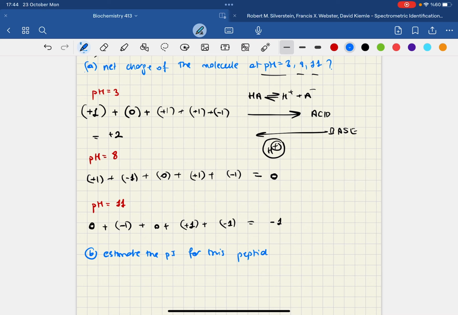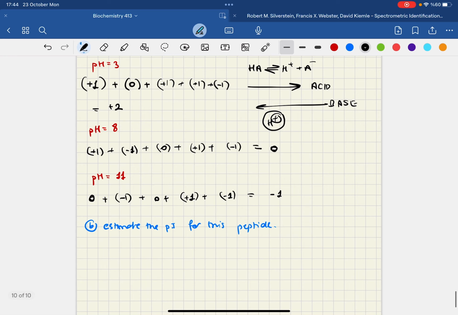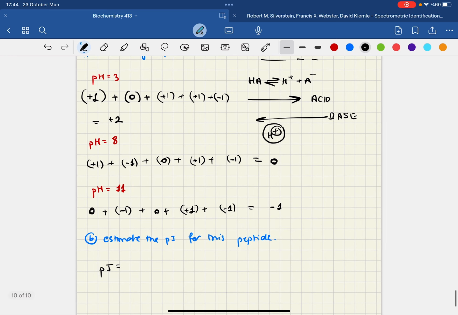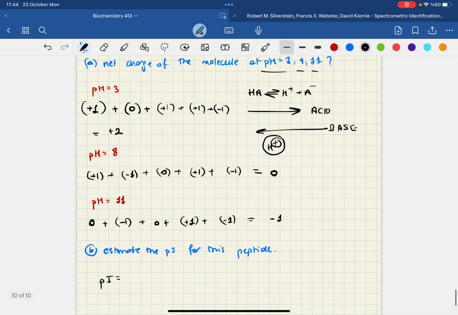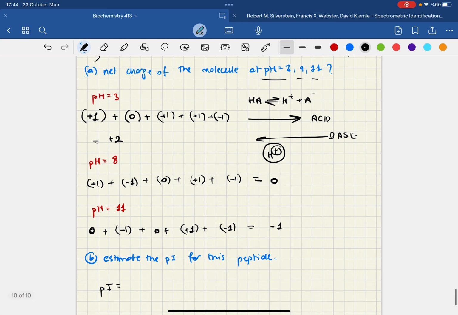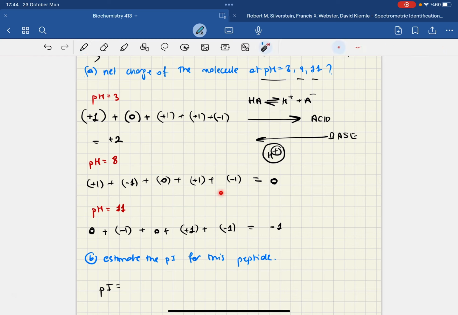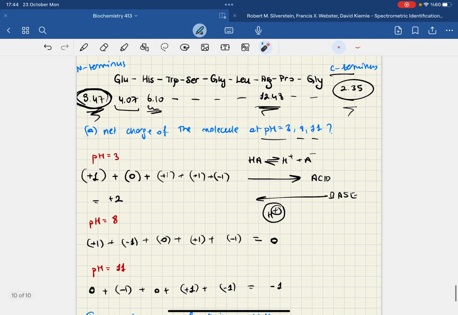All right. So how can we find it? The pI will be determined by adding 2 of the pKas, 1 lower and 1 higher than the pH, which resulted in a 0 net charge. All right, 0 net charge, which one had it? pH equal to 8. All right, so 1 higher, which means we had 8 over here, 1 higher is 9.47, and 1 less is this one.